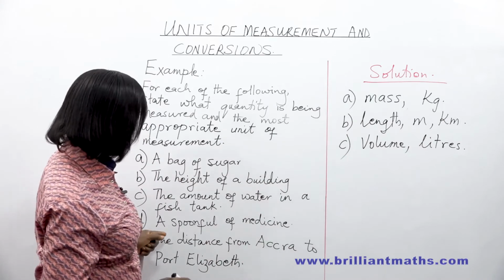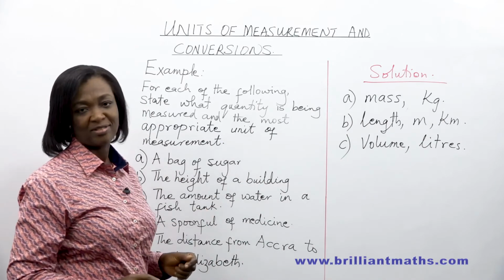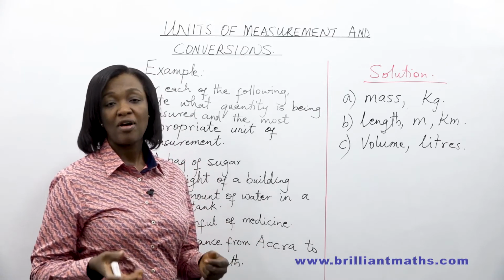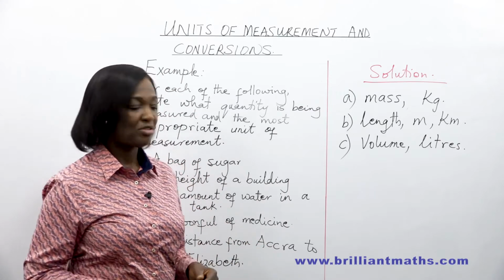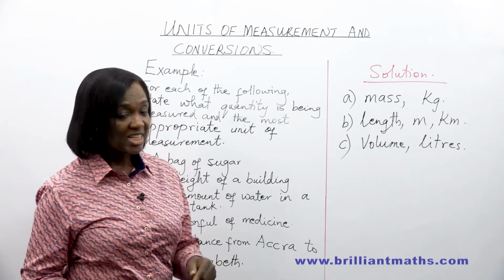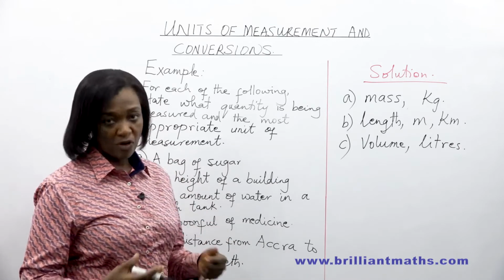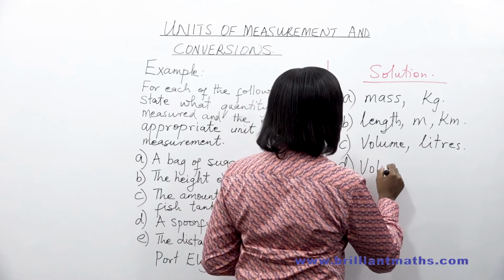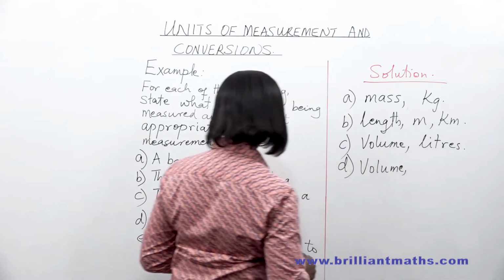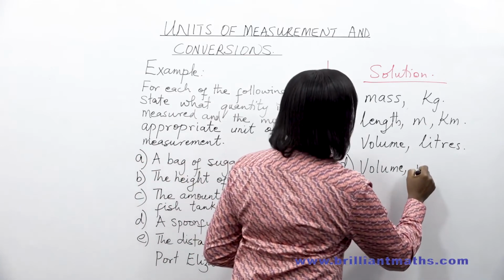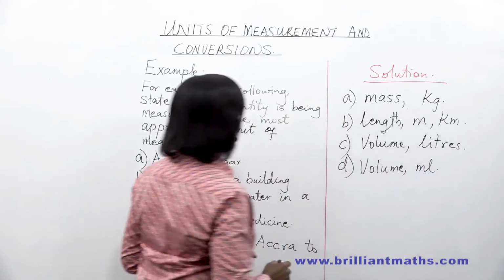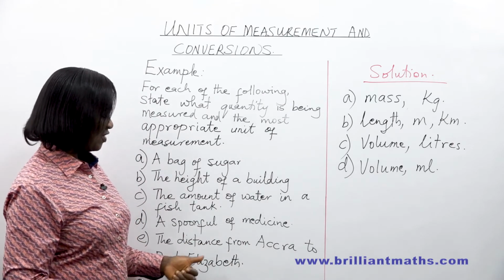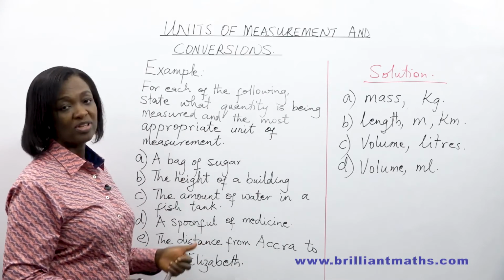For D, a spoonful of medicine. For example, 5 milliliters of cough syrup, of any cough syrup, milliliters. We are measuring volume too. And that will be milliliters, ml for short.